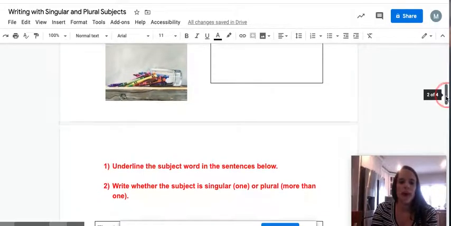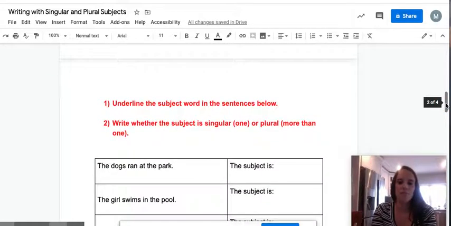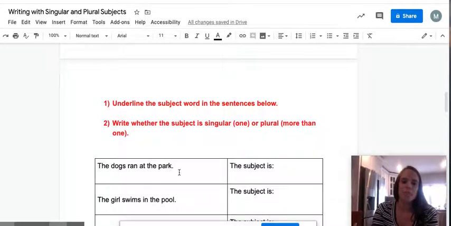When you're done with that, the next task is you're going to read some of these sentences that I wrote. First, you're going to underline the subject word in the sentences. And second, you're going to tell me whether the subject word was singular or plural. So I will show you an example. The first sentence is, the dogs ran at the park.